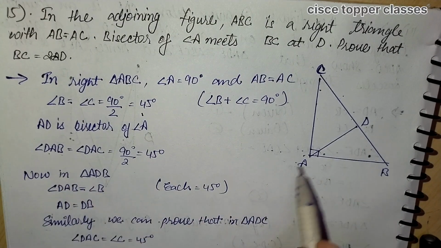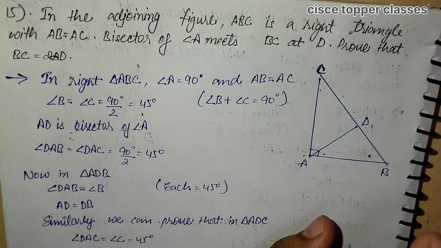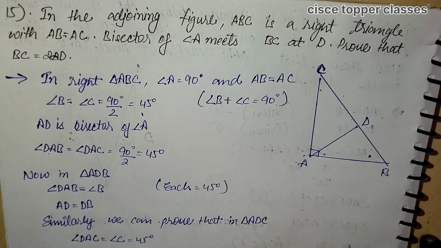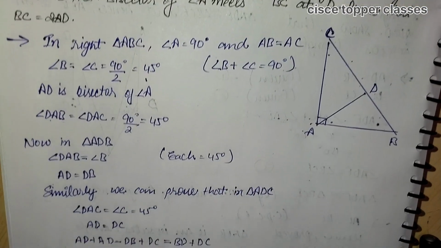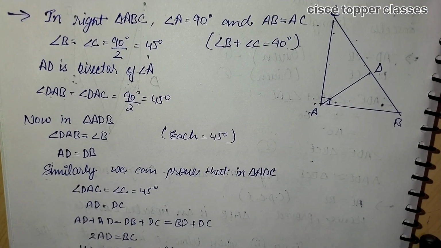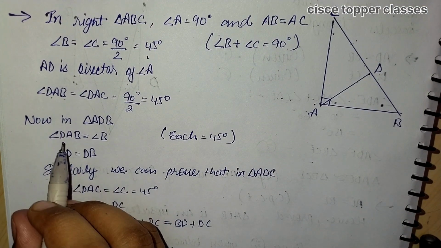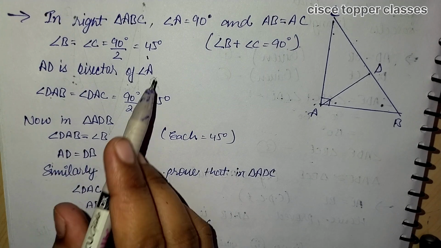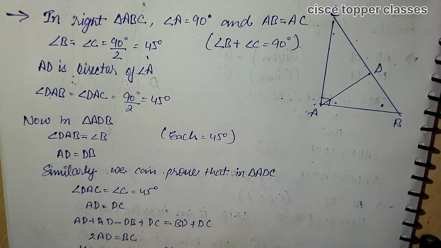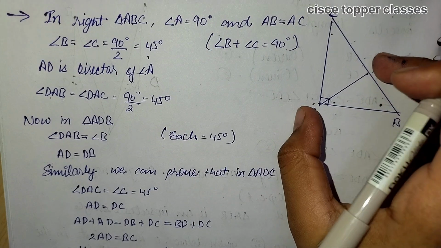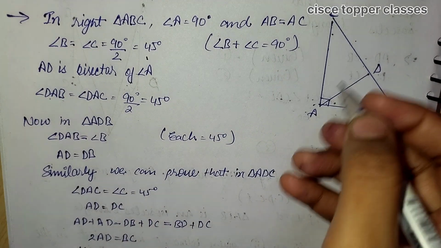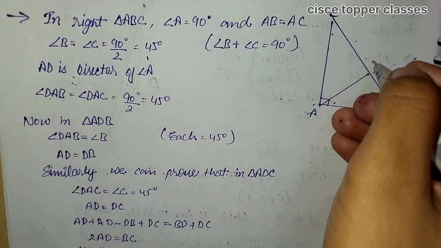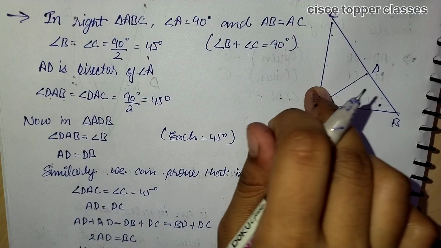And AD is bisector of angle A. So simply we can say that DAB and DAC is equal to 45 degree, because these two angles are equal, and 90 divided by 2 will be 45. Now in triangle ADB, we can say that this DAB is equal to angle B, because this is also 45 degree, this is also 45 degree, and from here we can conclude that AD is equal to DB, and similarly we can prove in the case of ADC also. This is also same as AD. This AD is equal to DC, because these two angles are equal.